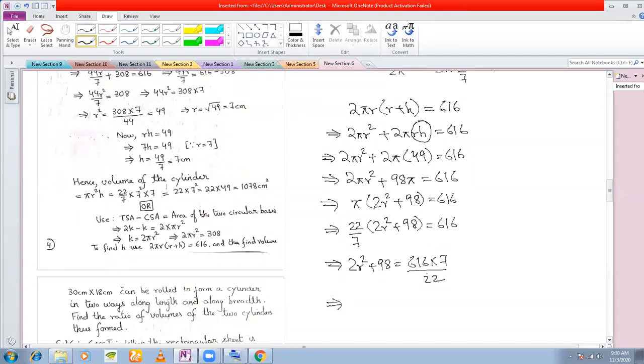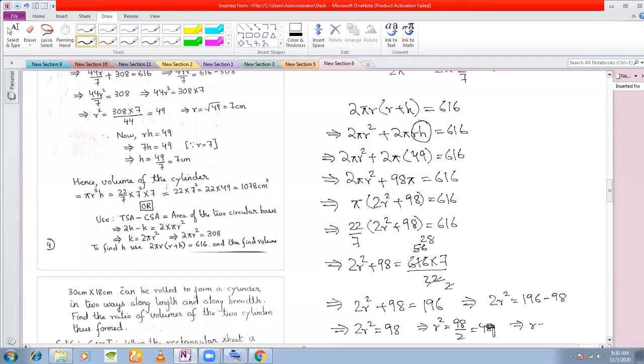Let's cancel this. How much do we get? This will cancel 56 with 11, giving 28. And 2r square plus 98. How much is 28 into 7? 196. So that means 2r square is 196 minus 98. That means 2r square is 98. That means r square is 98 by 2, which is 49. That means r is the square root of 49. It's 7. You've got the radius as 7 centimeter.